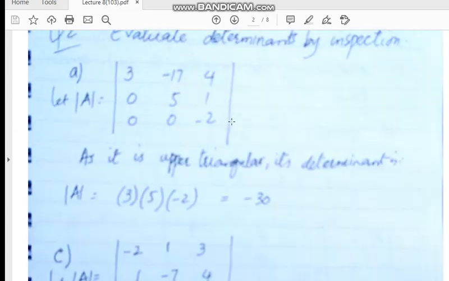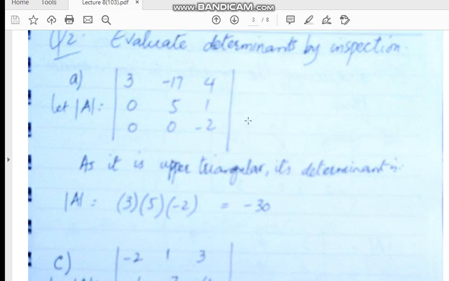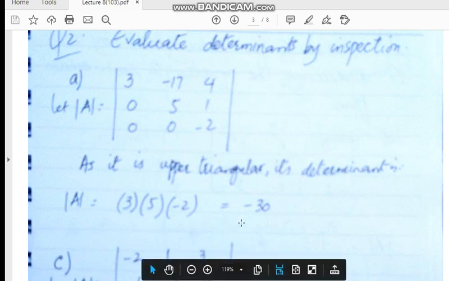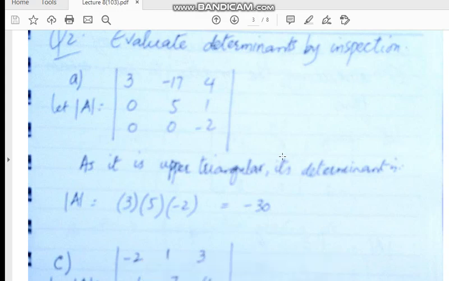Here we have to evaluate determinants by inspection. You might remember that if we have to evaluate directly the determinant of a diagonal matrix or a triangular matrix, that is simply the product of the entries in the leading diagonal. And if in the leading diagonal of a diagonal or triangular matrix there is a 0, then its determinant will be equal to 0. Suppose this is the triangular matrix and in place of 5 we have 0. Then a 0 comes in the leading diagonal, so its determinant will be equal to 0.